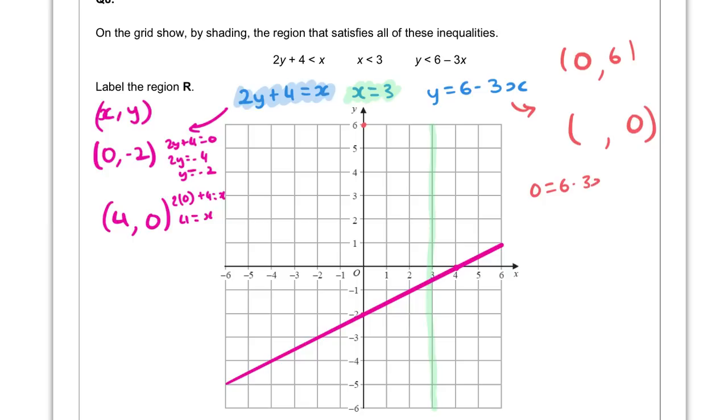When y is 0, I get 0 equals 6 minus 3x. So minus 6 equals minus 3x. Divide both sides by minus 3, I get 2 equals x. So then 2. Okay, so now I'm going to plot this line.